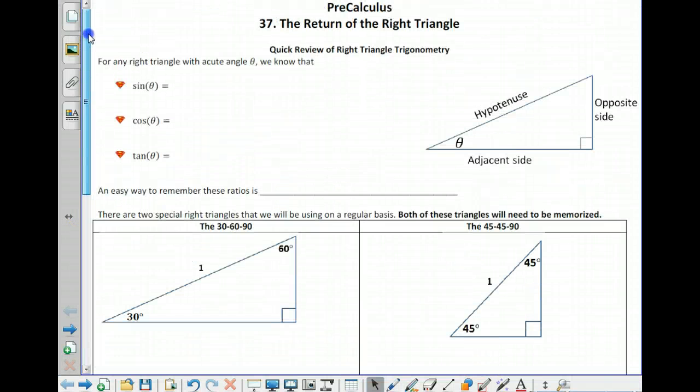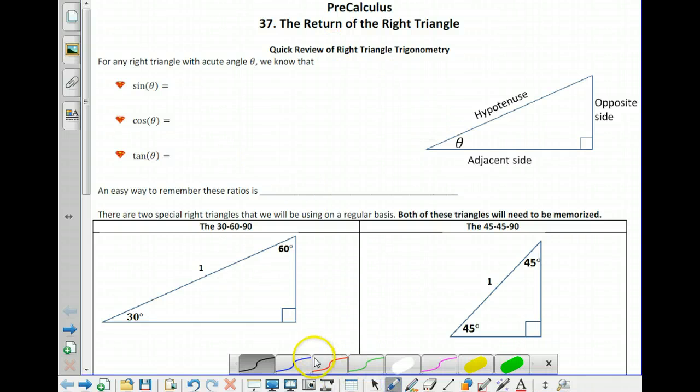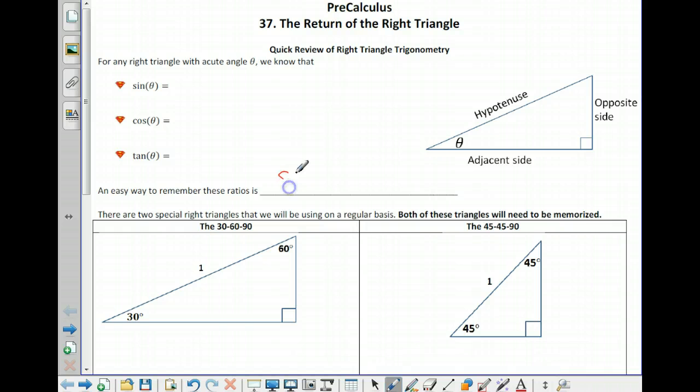Okay. Quick review of SOHCAHTOA. I write SOHCAHTOA like this. Not sure if that's how most people write it. A lot of people just write SOHCAHTOA.